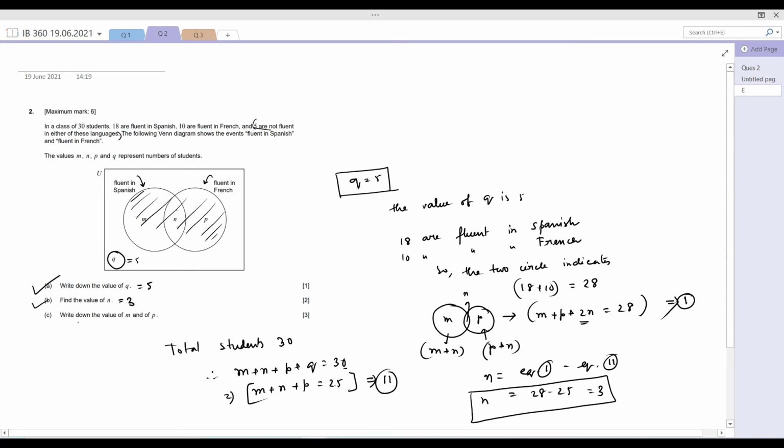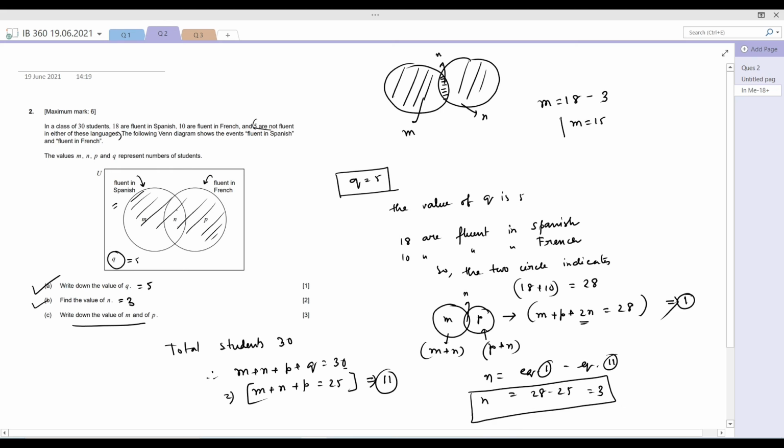Now we have to find the value of M and P. For the M circle, as you can see, this is the M circle, this is the P circle, and this is N. The value of M, that is fluent in Spanish, is 18. So M equals 18 minus the common area, and the value of N is 3. So M equals 15.